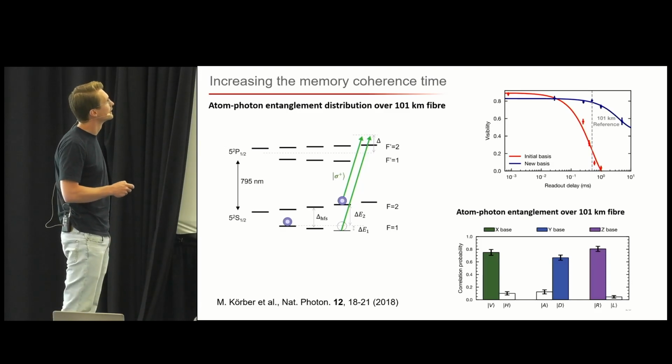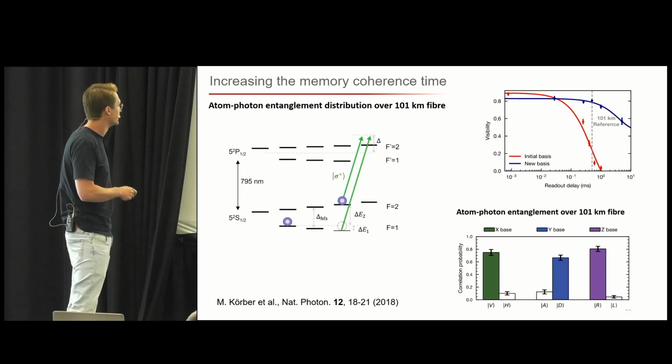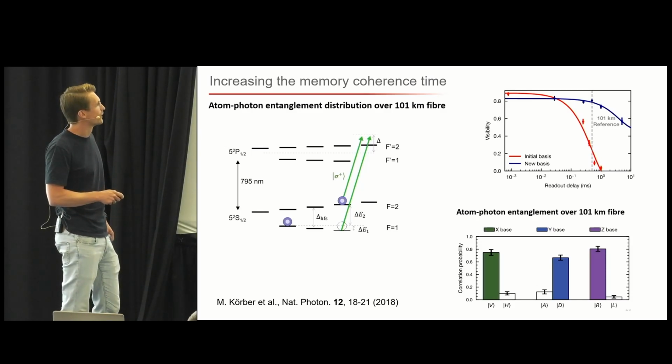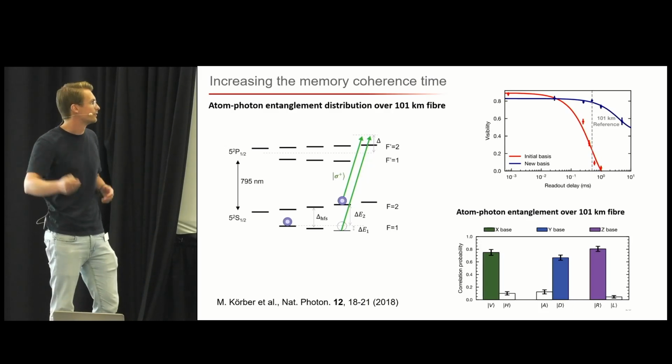So what you see here is, in red, the visibility of our atom-photon state over the readout delay. And then in red, you see our initial basis, so that is the basis where we see more magnetic field noise. And then after transferring the atom, or one of the qubit states, to the other mF state or other F level, you see that we increased the coherence time of our atomic state up to 5 milliseconds.